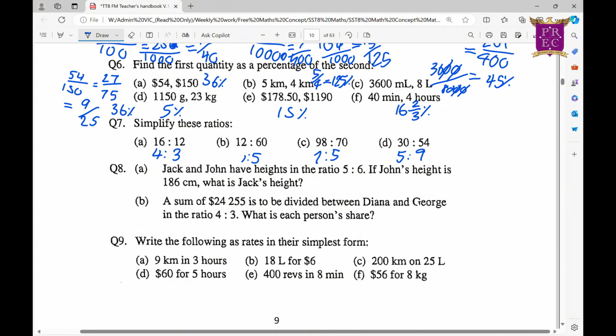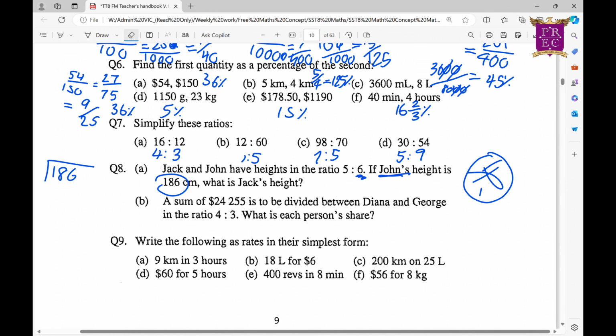That's it. Okay. Jack and John have heights in the ratio of 5 to 6. If John's height is 186, what's Jack's height? So we know that 186 is John's height, which is the 6 part of the ratio. What we can do is divide 186 by 6 and get the single ratio. Okay, so this is all in parts of 11.